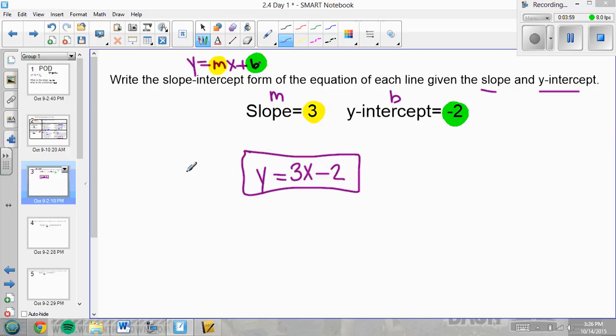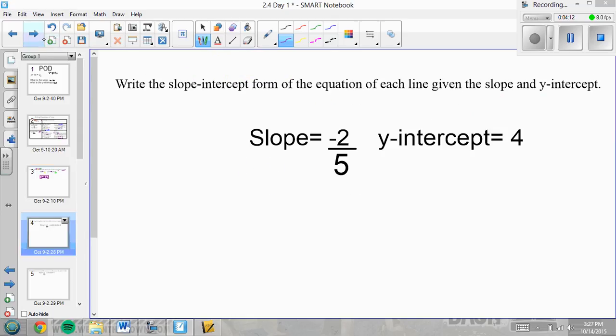These are the easiest problems that they give you. When they give you the slope and the intercept, you just plug it directly in. So I want you to do the next two at your seat, so I'll give you a couple minutes to do that, and then we'll go over them. Again, if it helps, I would put y equals mx plus b.